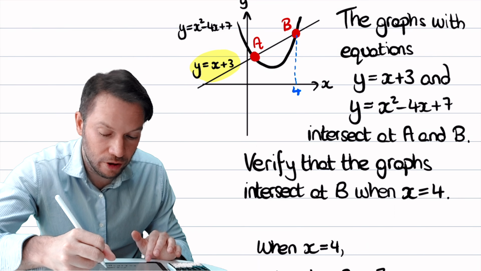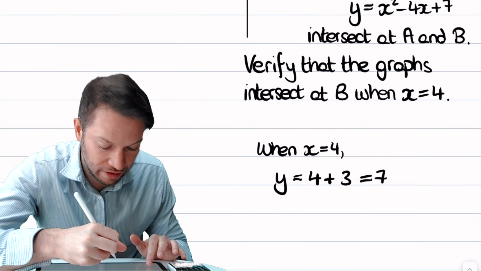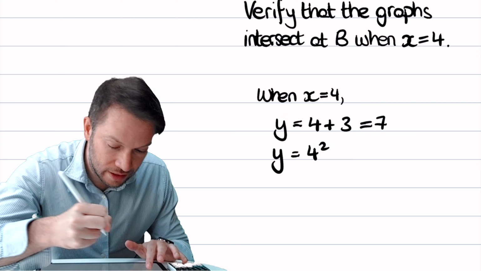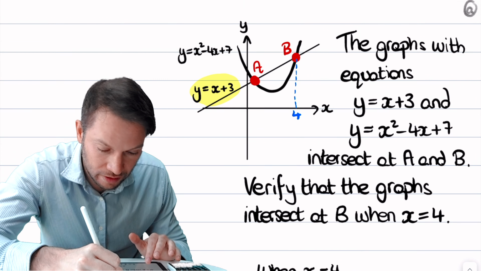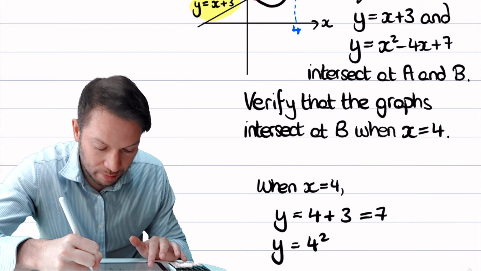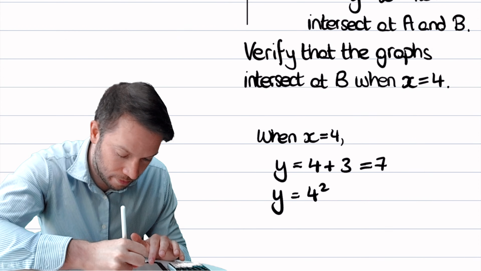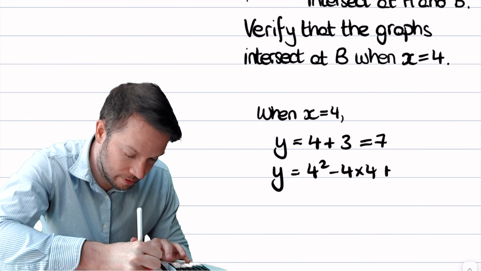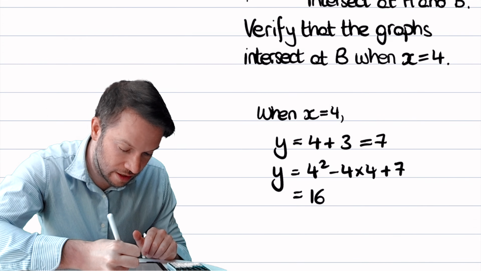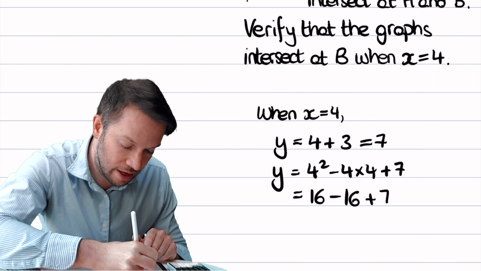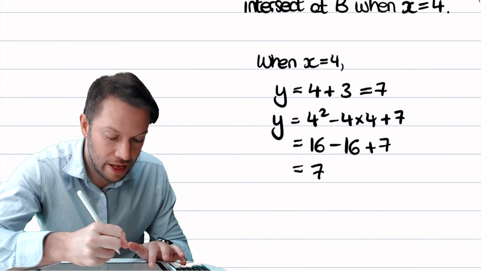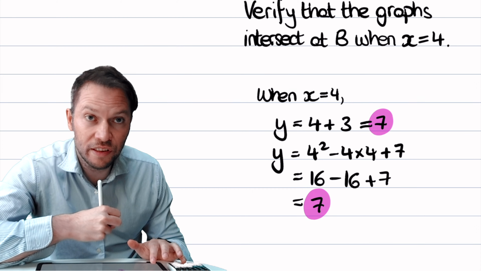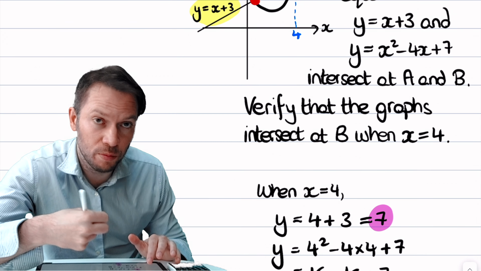And what about the other equation? y equals x squared minus 4x plus 7. So y equals 4 squared, minus 4 times 4, and then plus 7 at the end. And if we do that, that gives you 16 minus 16 plus 7, and that is equal to just 7. And you can see that these two values are the same. So the y value is the same for both of these equations when x is 4.